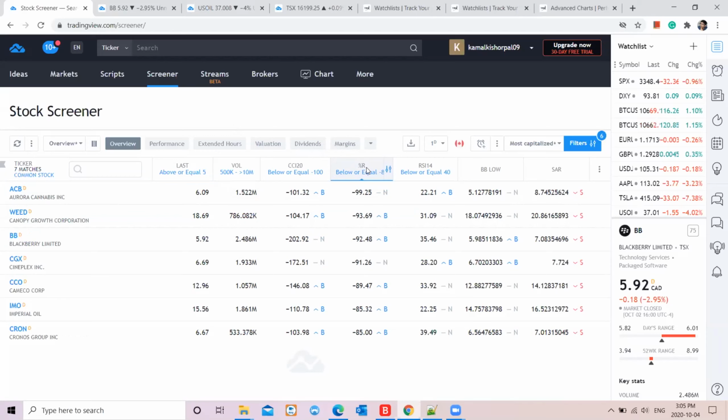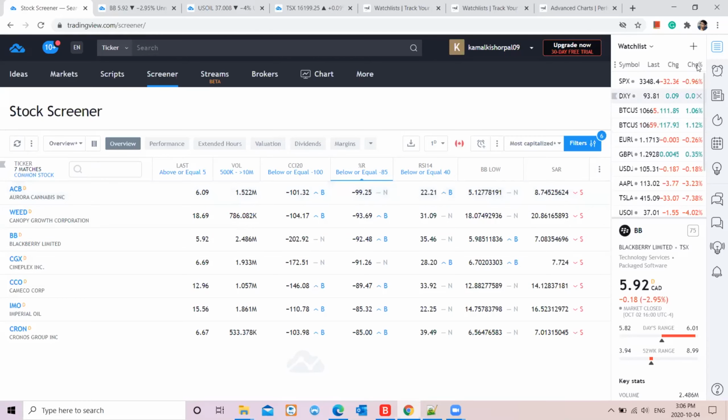Right? So now the highest is minus 99. This is anyway very, very negatively down. Now, if you look very carefully, there is an alphabet B, N, or S next to each indicator. B is for buy, N is for neutral, S is for sell. All right.